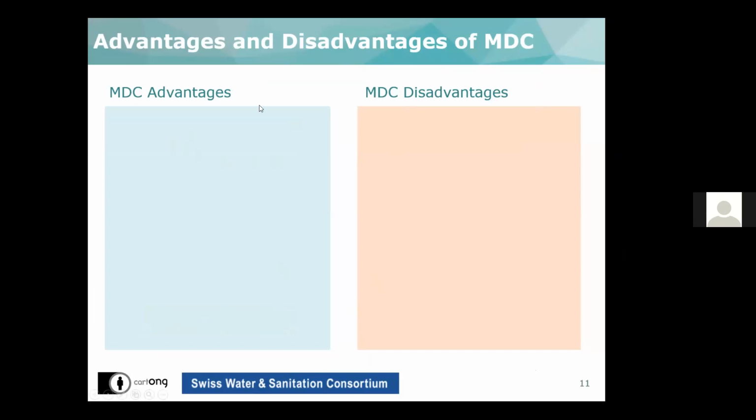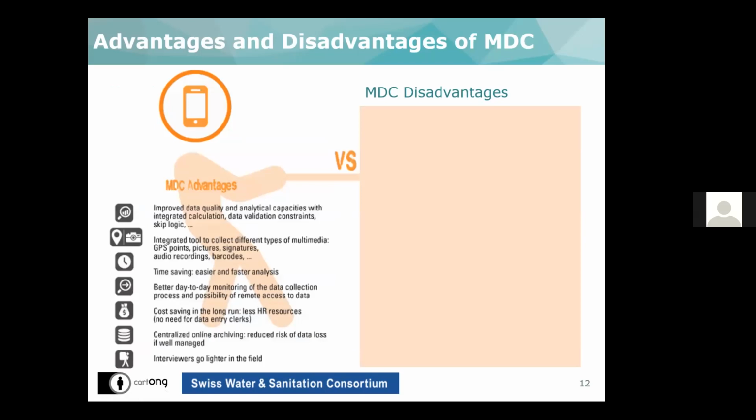So mobile data collection, what are its advantages and disadvantages? Of course, it's not always only advantages or only disadvantages. We should see both sides. In terms of advantages, one of the first advantages of mobile data collection compared to more traditional data collection, such as paper-based, is improved data quality and analytical capacities with integrated calculation, data validation constraints, and skip logic.